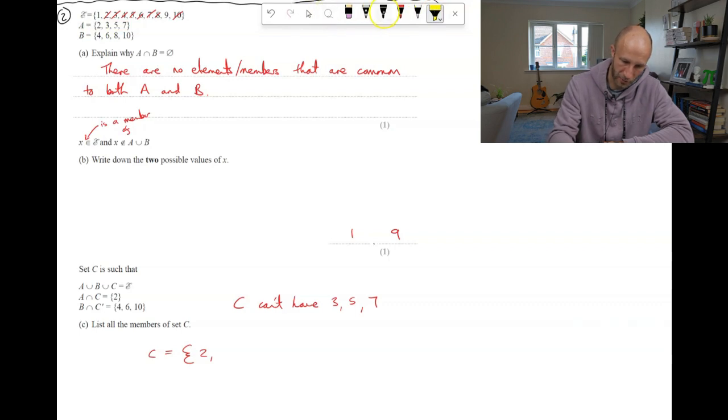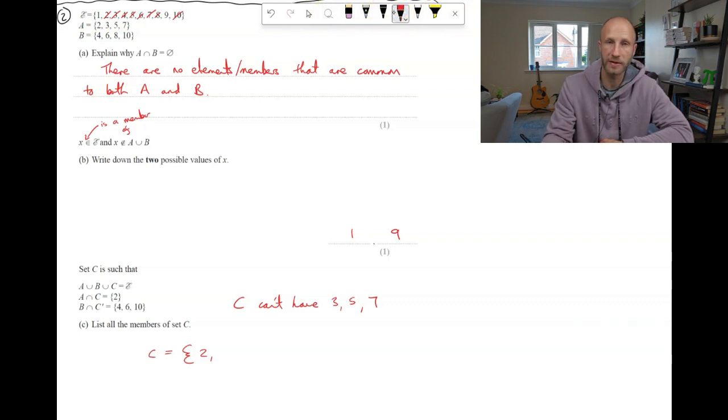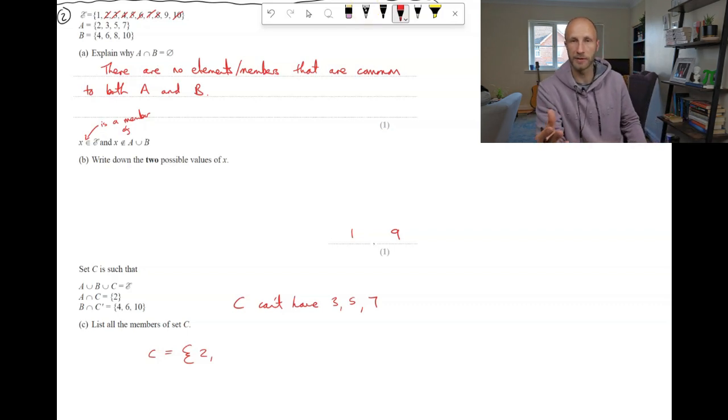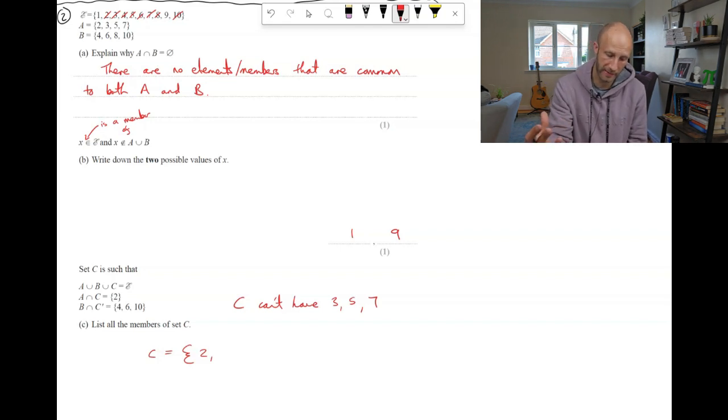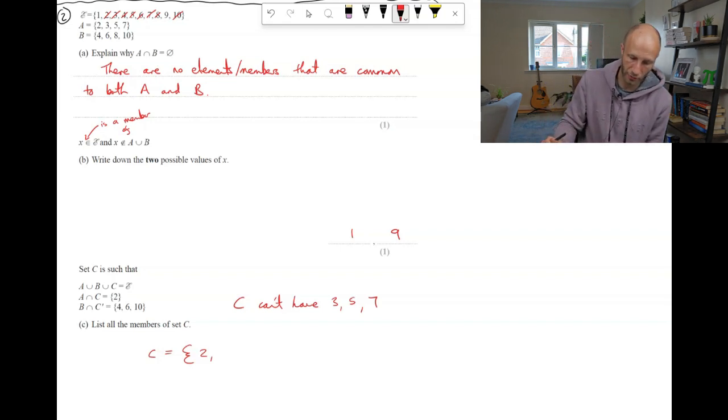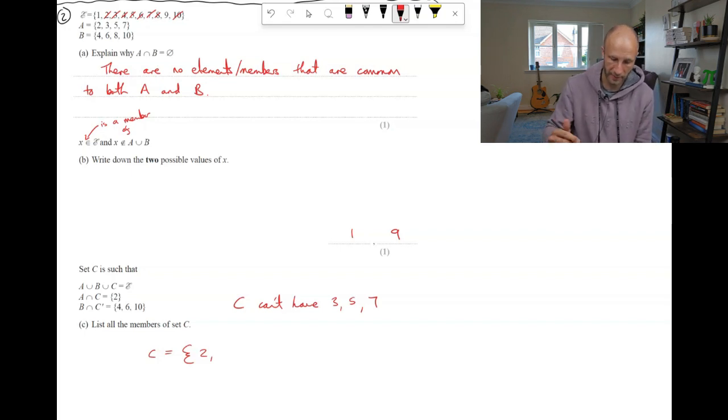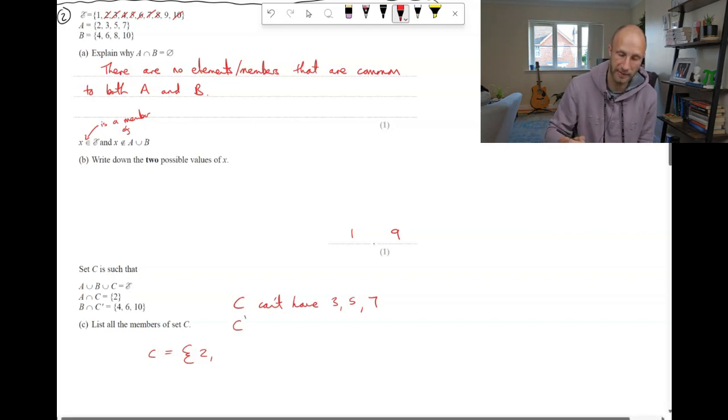Now the next bit is a little bit more complicated. So we've got B and not C is 4, 6, and 10. So when we've got B combined with those things not in C, we've got 4, 6, and 10. And again, it might be helpful to draw a Venn diagram here. This is a little bit more confusing. But we want B and not C being 4, 6, and 10. So this means not C because it's an intersection.